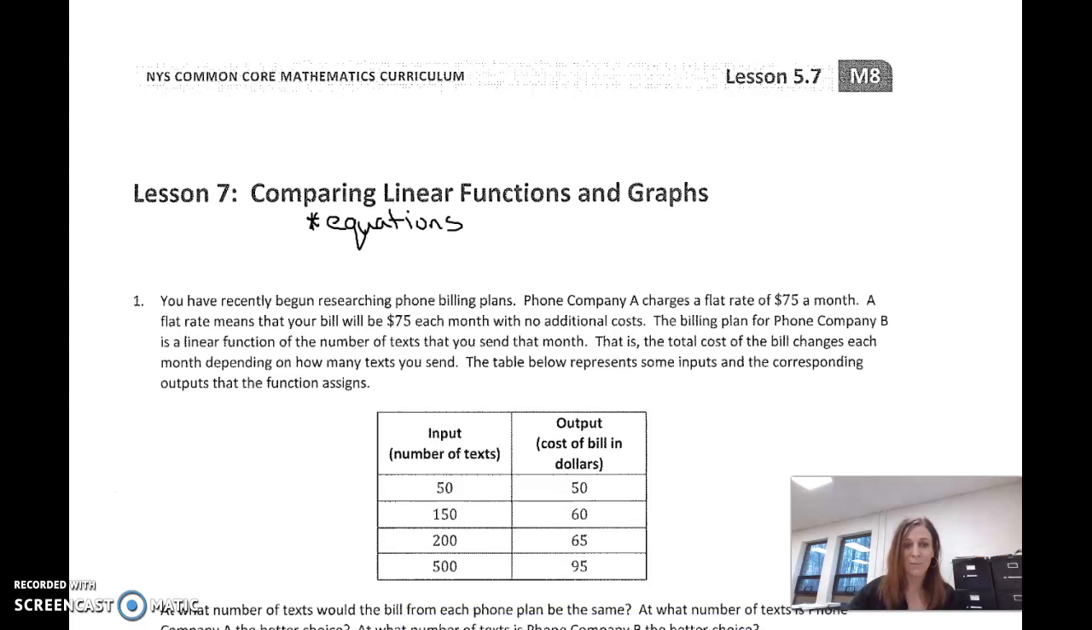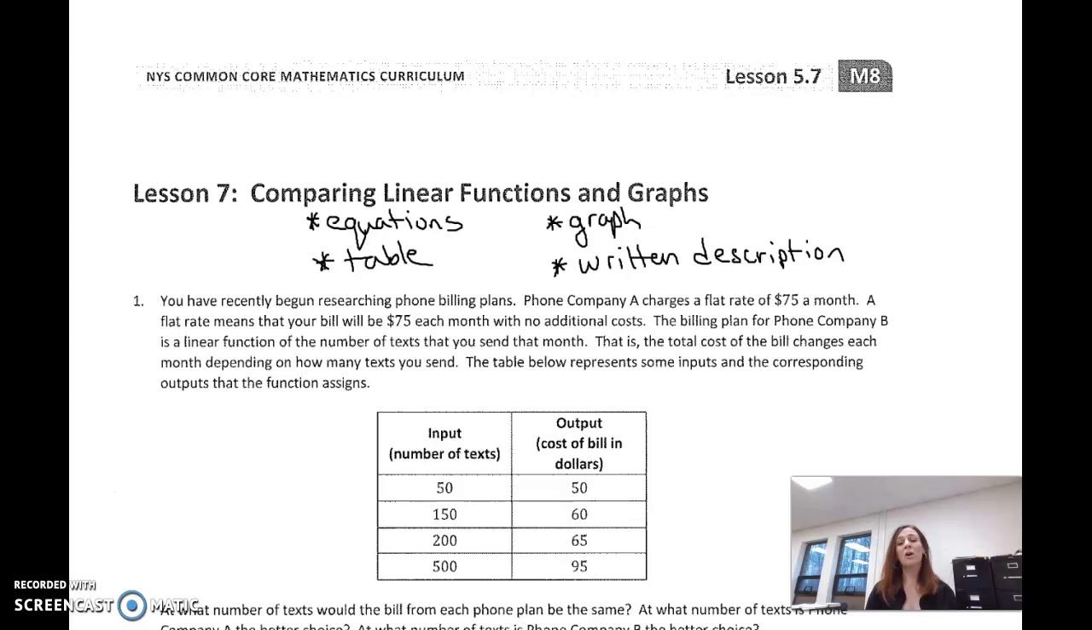We can write them as a table, kind of like down here. This represents a linear function. We could graph it. And sometimes it's just given to us in a written description. So when we're talking about linear functions and we're talking about comparing them, what happens if they're written in one of these different forms? Okay, so that's what we're working on today.